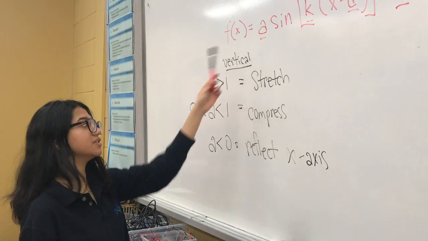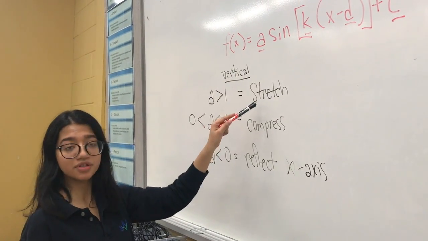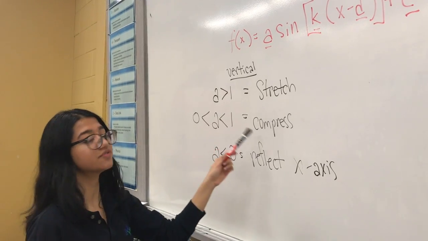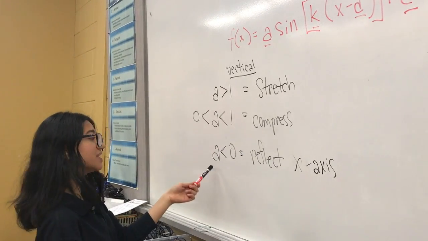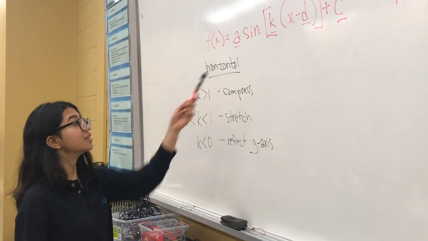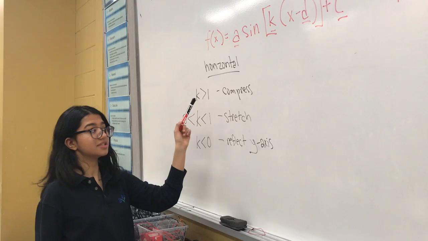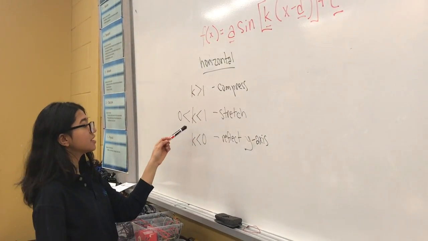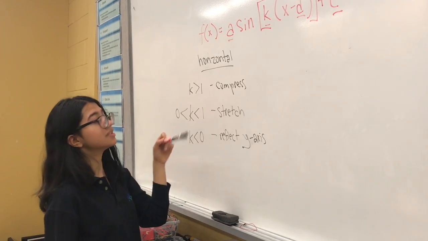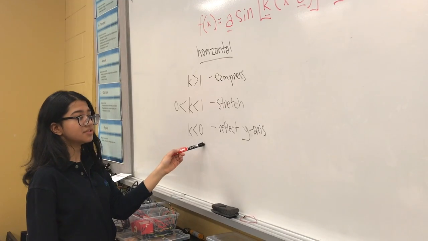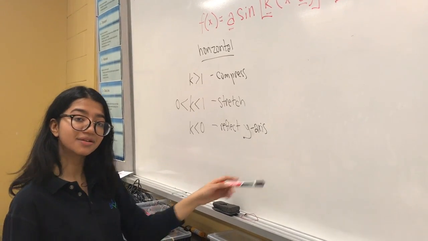So for the a value, if a is greater than 1, it's a vertical stretch by a factor of a. If a is greater than 0 but less than 1, it's a vertical compression by a factor of a. And if a is less than 0, then it's a reflection in the x-axis. For the value of k, if k is greater than 1, it's a horizontal compression by a factor of 1 over k. If k is greater than 0 but less than 1, it's a horizontal stretch by a factor of 1 over k. And if k is less than 0, it's a reflection in the y-axis.